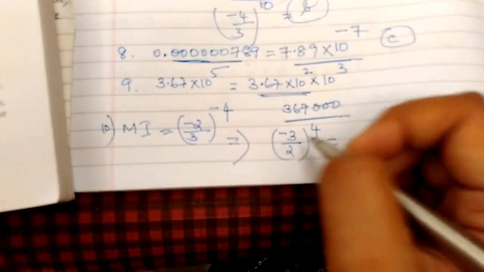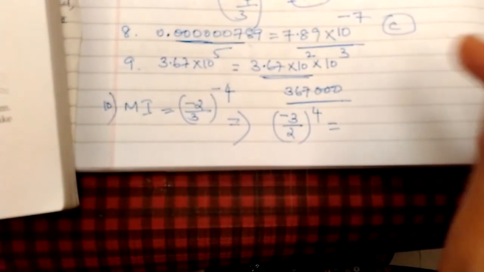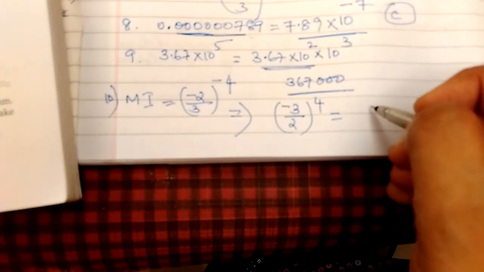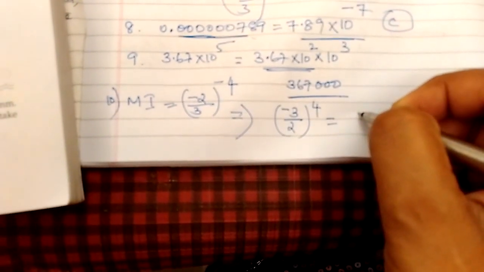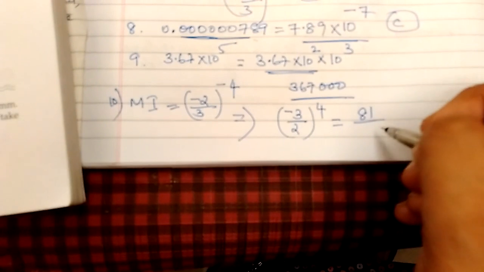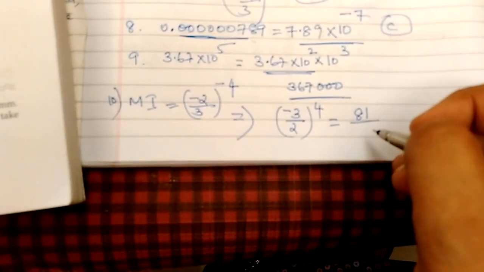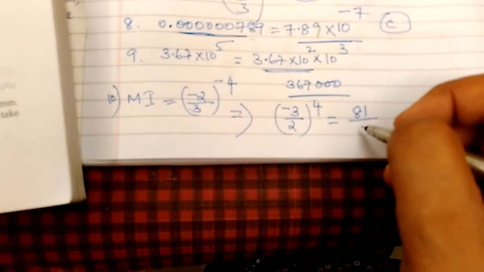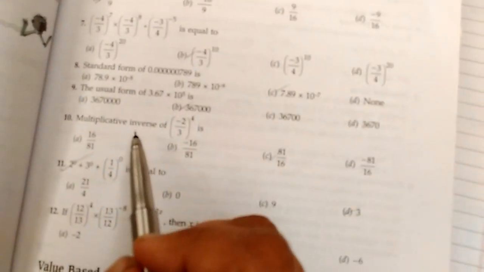Okay. Now what is minus 3 to the power 4? No minus sign, it is positive, and 3 to the power 4. What is 3 to the power 4? 9 into 9, that is 81, by 2 to the power 4. 2 four times you have to multiply. So 4 4s are 16. 81 by 16. What is the option here? 81 by 16, that is 10C. So this is C. Okay.